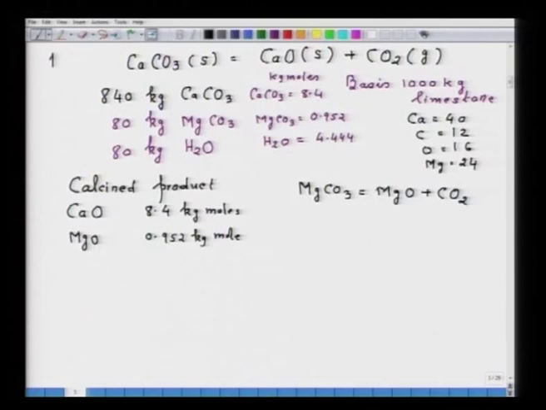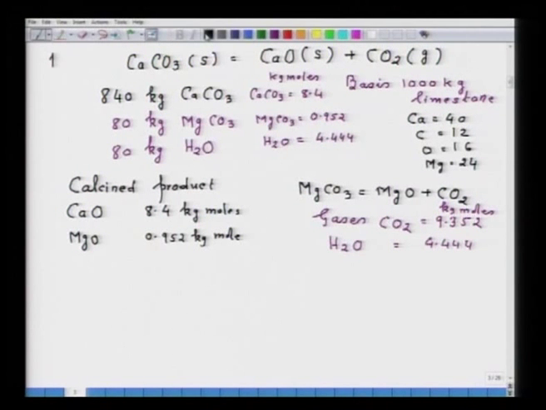So, we have the calcined product. Now, the gases that will form, because the gases will also form. So, we have to know the gases that will be forming, the CO2. CO2 is coming because of the decomposition, and the sources of CO2 are CaCO3 and MgCO3. So, we have to add both of them, and H2O. These are the two sources. H2O is coming from the limestone composition. So, gases CO2 will be equal to 9.352 kg moles and H2O will be equal to 4.444 kg moles.